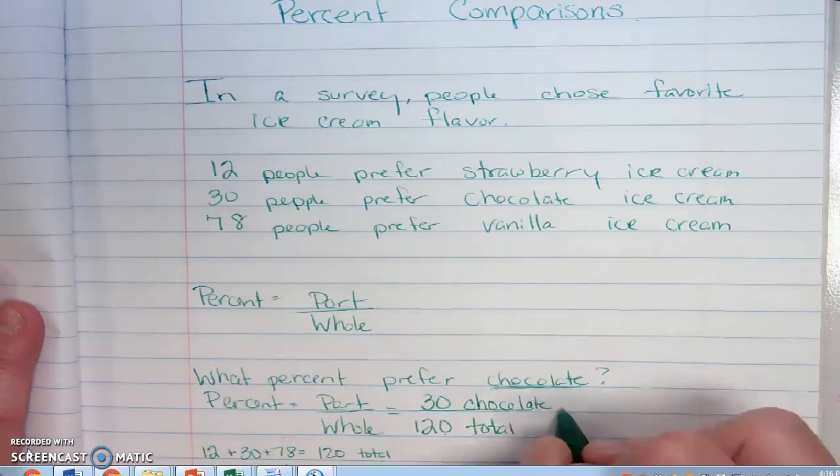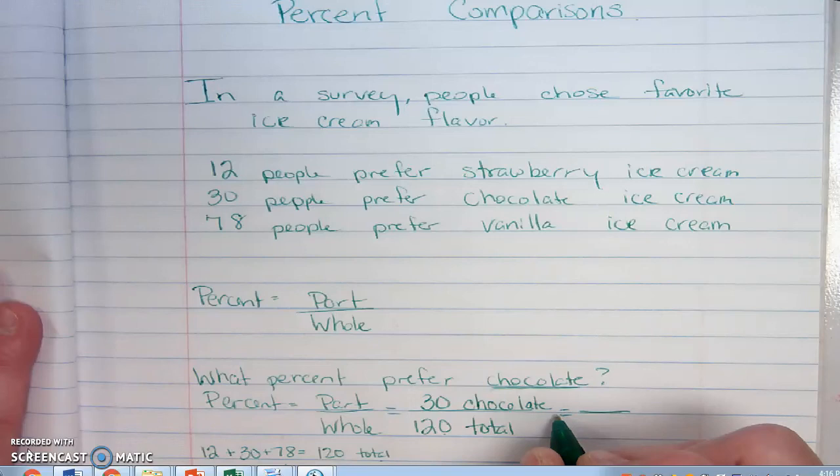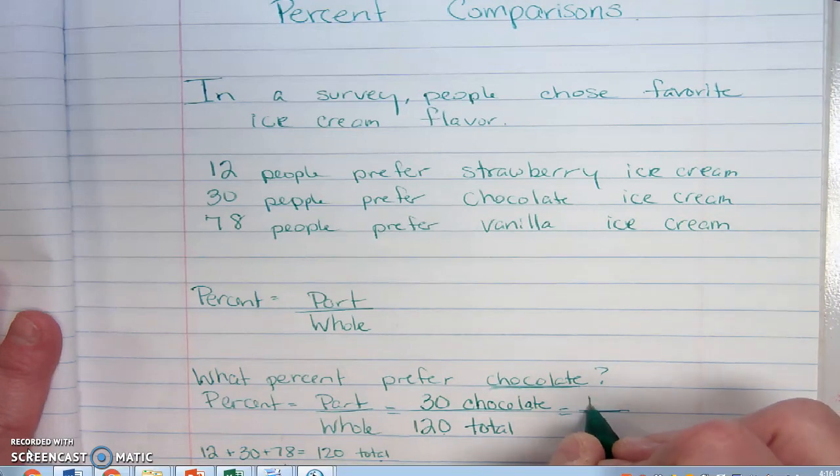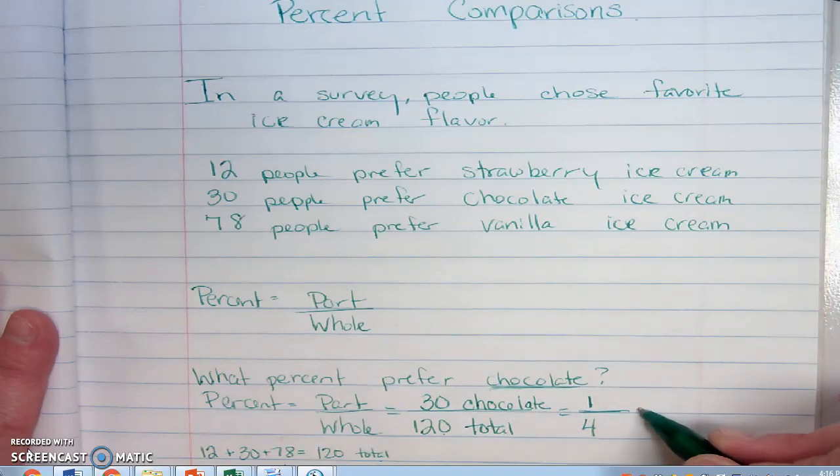Now if I simplify this, I have a fraction. If I simplify this, and you put it in the calculator to simplify it, if you want to pause now and do that. But when I simplify, I'm going to get 1/4. So 1/4 of the people. That's one way to look at a comparison. Say 1/4 of them prefer chocolate.